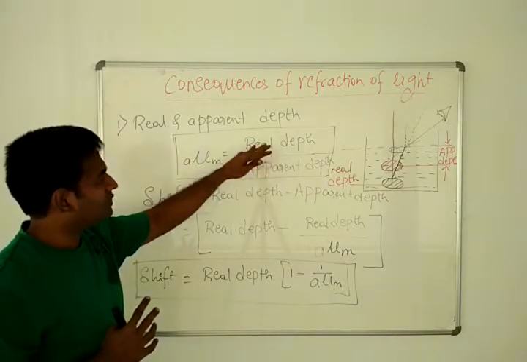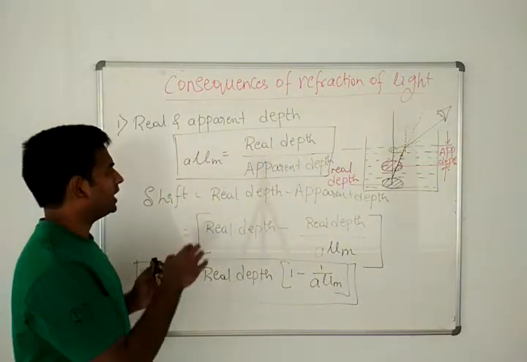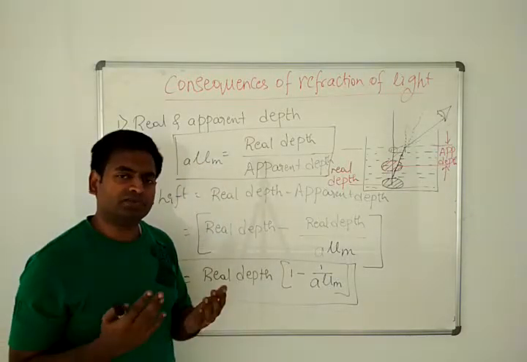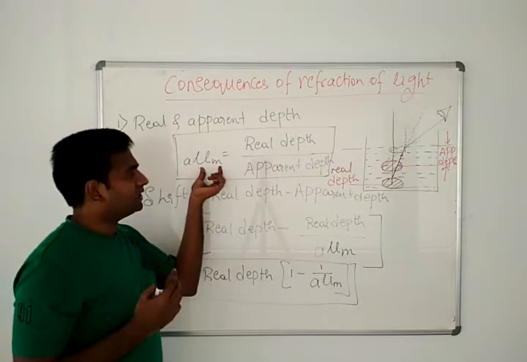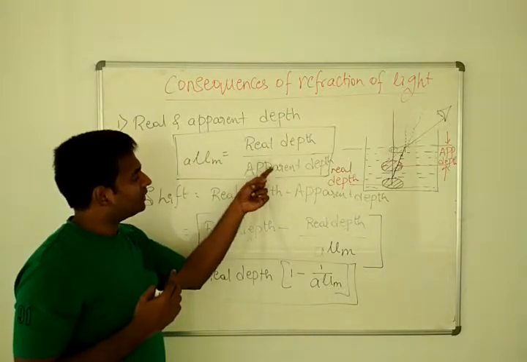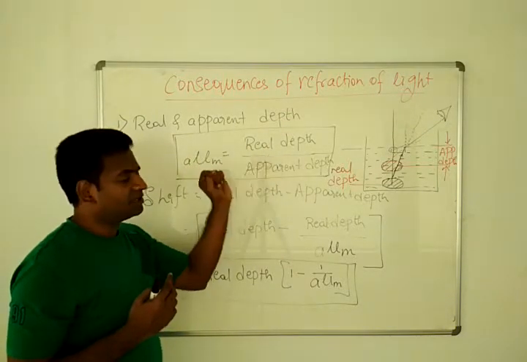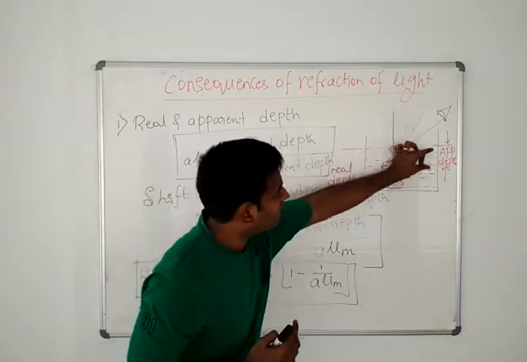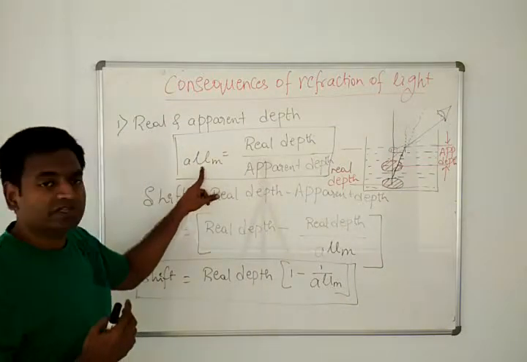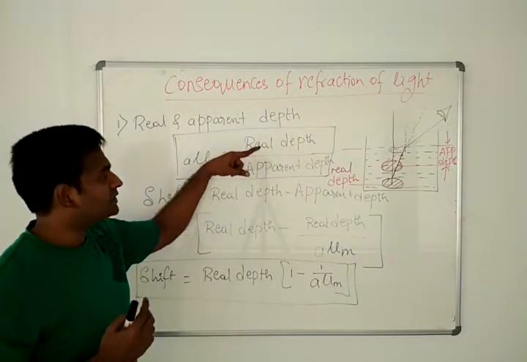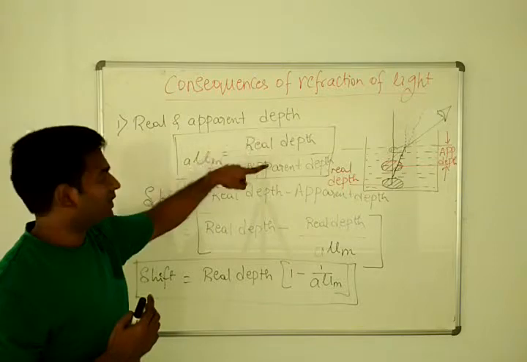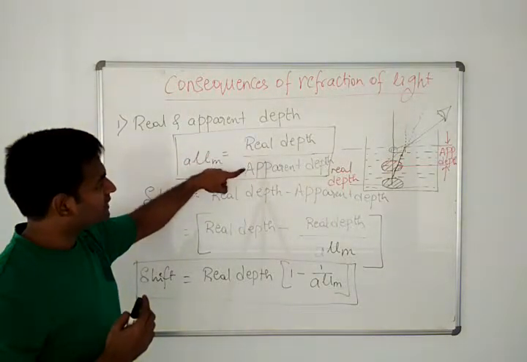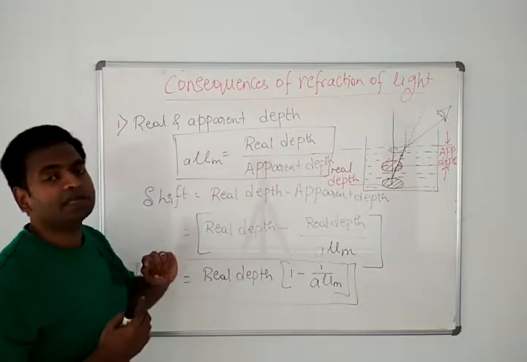You might get confused whether it is apparent depth or real depth in the numerator. You can understand it this way. Mu of any medium is always greater than 1, which we know. And out of real depth and apparent depth, real depth is the greater one. So real depth is always greater than the apparent depth. Since mu is greater than 1, real depth always has to be in the numerator, so that the ratio is greater than 1.